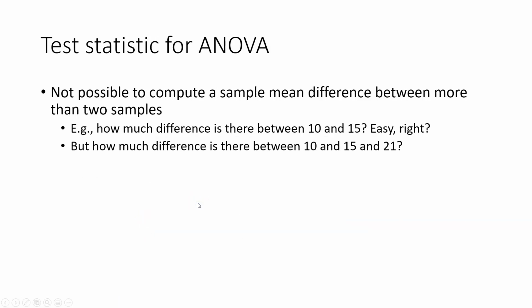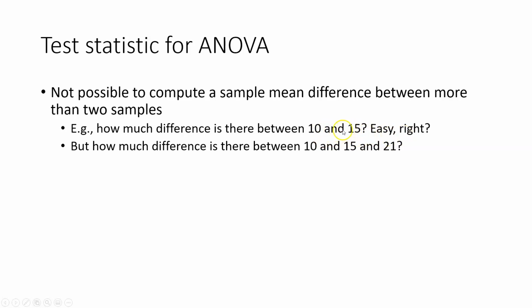Now, one might wonder why we compare the variances in the F fraction, or the F ratio, instead of sample mean differences, like we did with the t-test. Well, the answer is that it's not possible to compute a sample mean difference between more than two samples. So for example, you might say, how much difference is there between 10 and 15? Well, it's easy, right? It's 5 points.